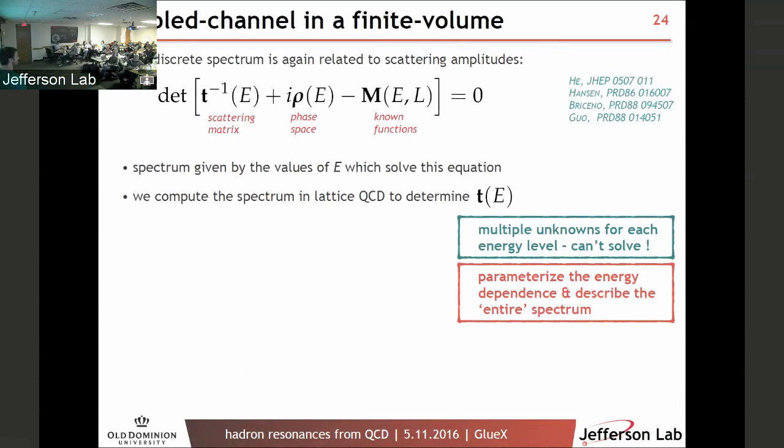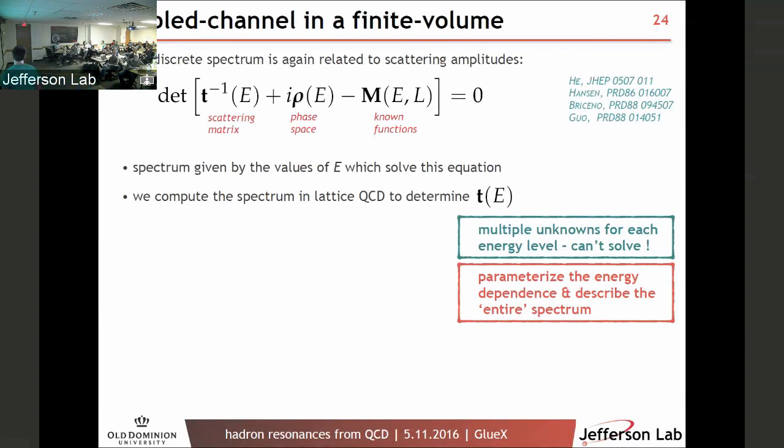So even in the two-channel case, it's relatively easy to show that to describe scattering in two channels, you need three real numbers. So this is one equation in three unknowns for the two-channel case, and nobody can solve that. So what do you do?